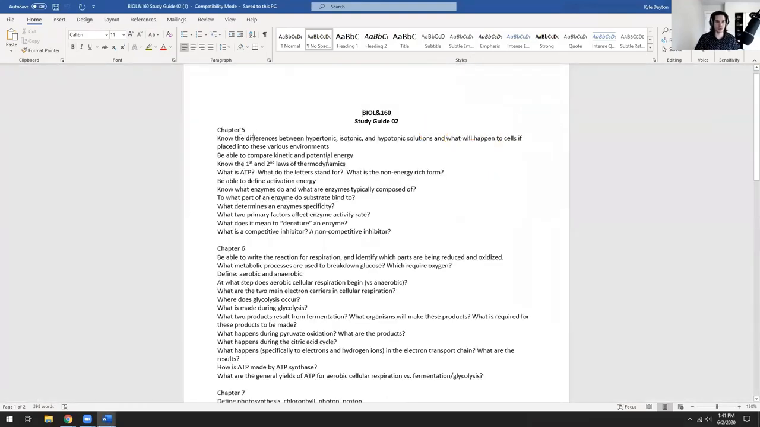Okay, no differences between hypertonic, isotonic, hypotonic solutions. So this is all referring to the solution itself. Hypertonic means that you have more solute concentration in the solution than you have within the cell. Isotonic is equal solute concentration outside of the cell as you have inside of the cell. And then hypotonic, that's going to be less solute concentration outside of the cell than you have inside of the cell.